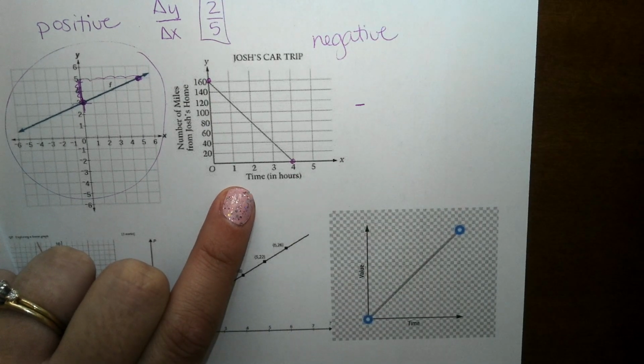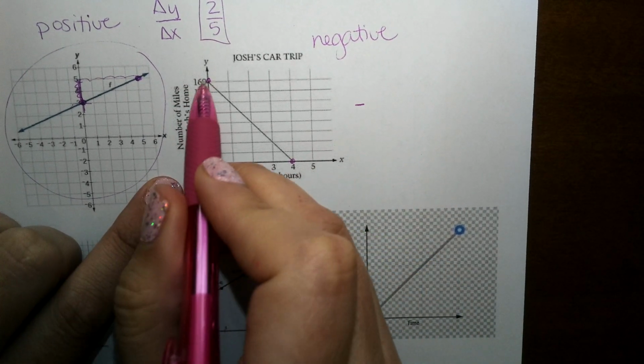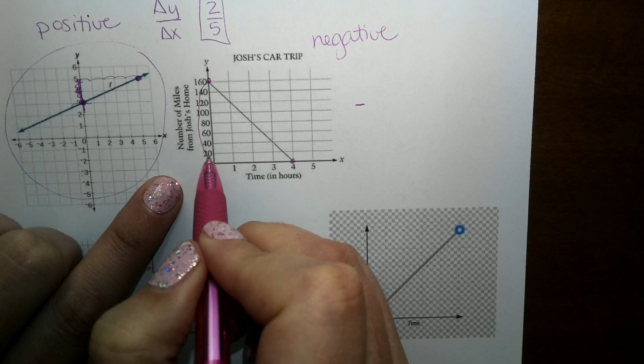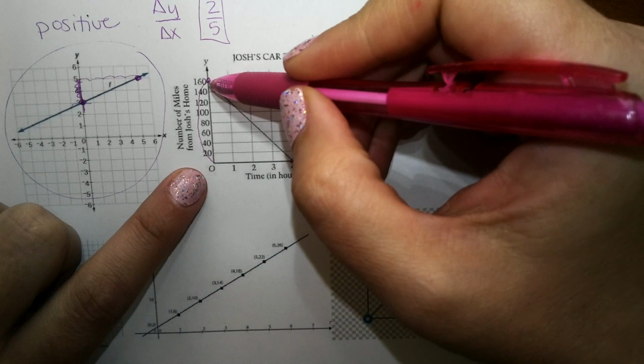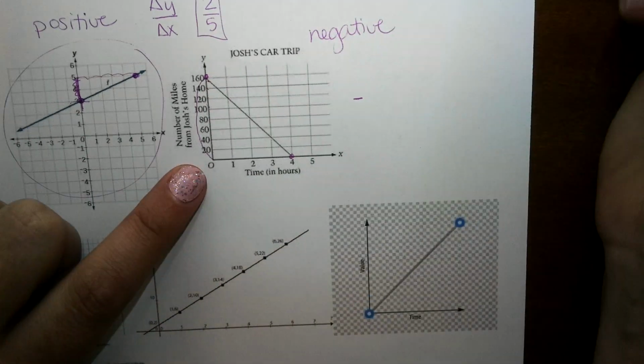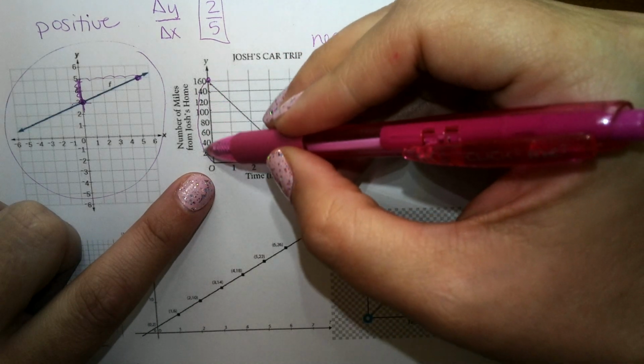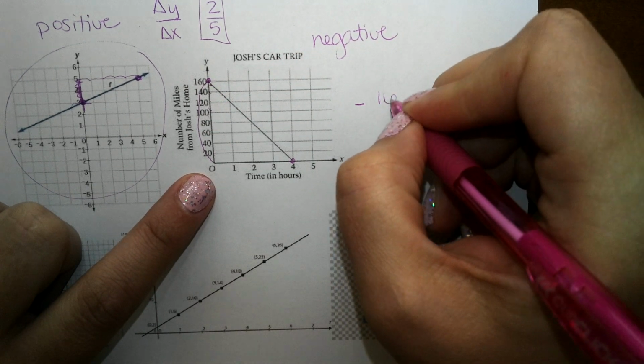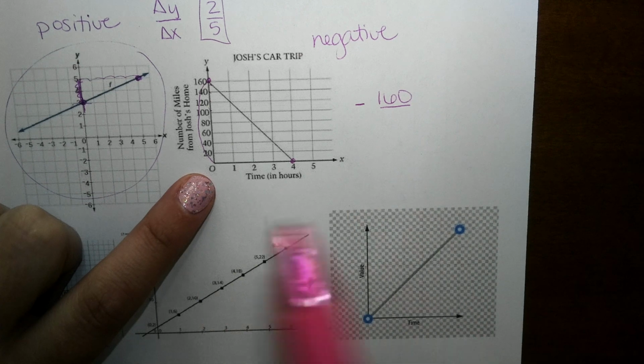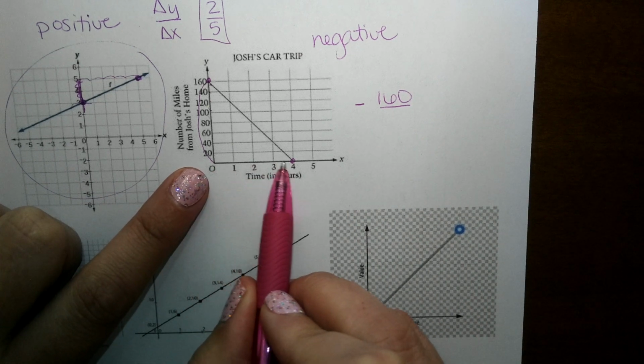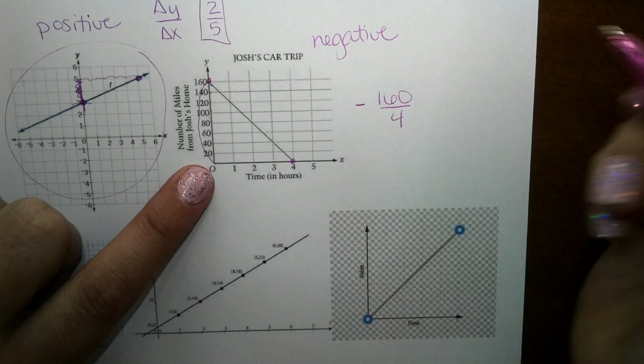Remember, it's change in y over change in x. So I went from 160 all the way down to 0. Notice I'm not counting 1, 2, 3, 4 because we're not counting by ones. We moved 160 spots over my change in x. Now we are counting by ones. I just moved 4 spots.